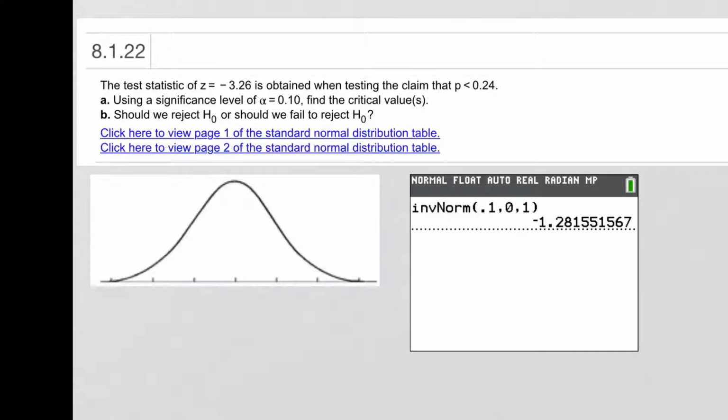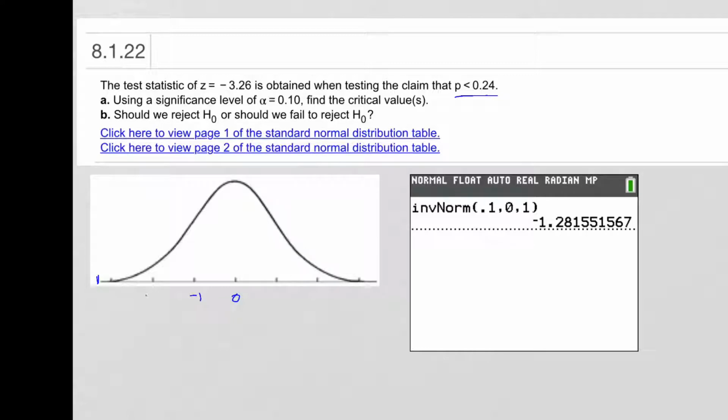In this problem, we're told that the test statistic of z equals negative 3.26 is obtained when testing the claim that p is less than 0.24. So we see that this is a left tail test because our alternative hypothesis is going to be p is less than 0.24. And so my test statistic is falling out here a little bit beyond negative 3.